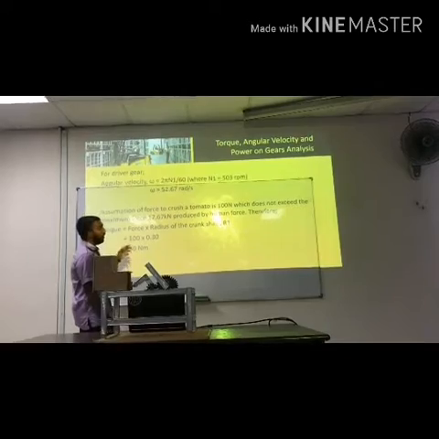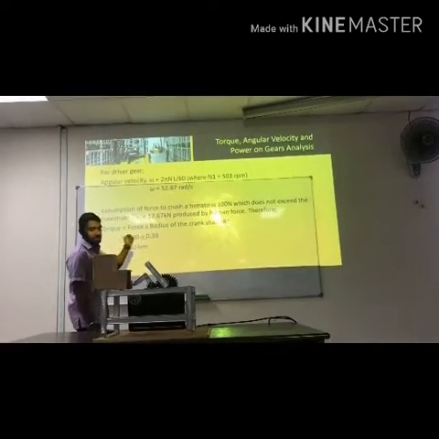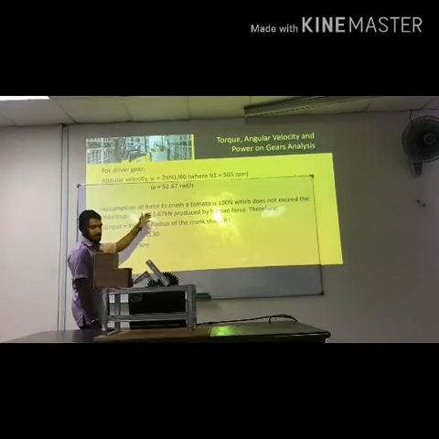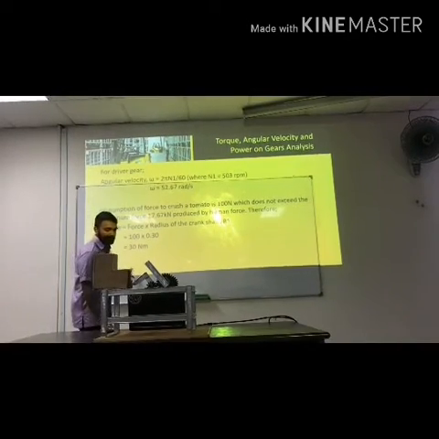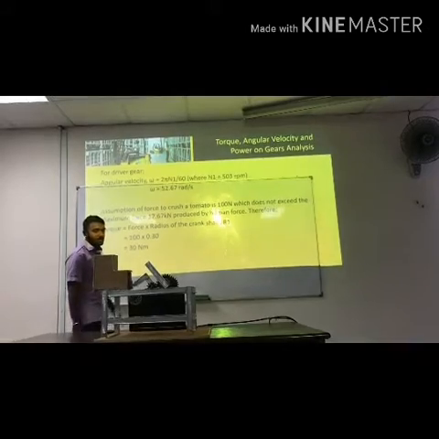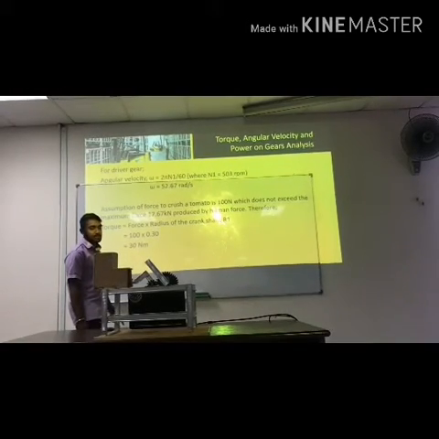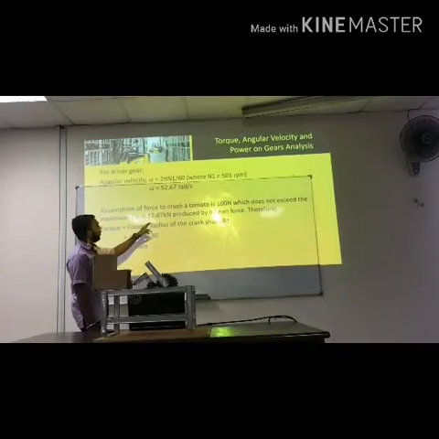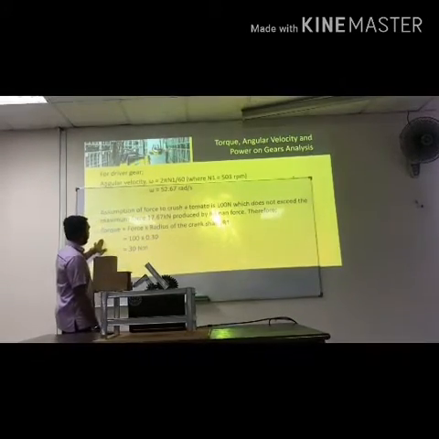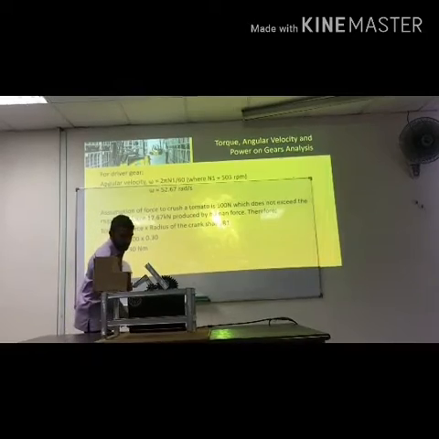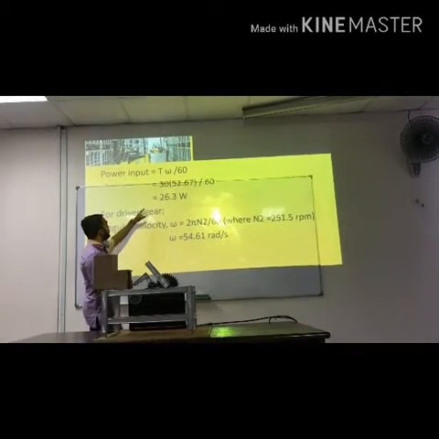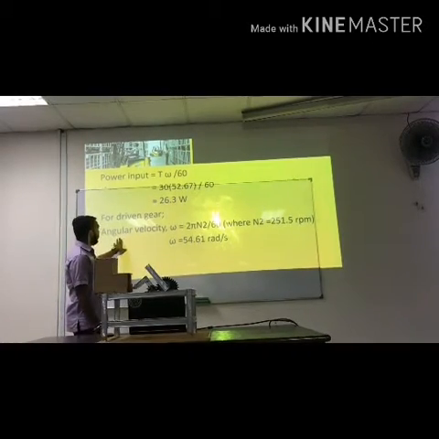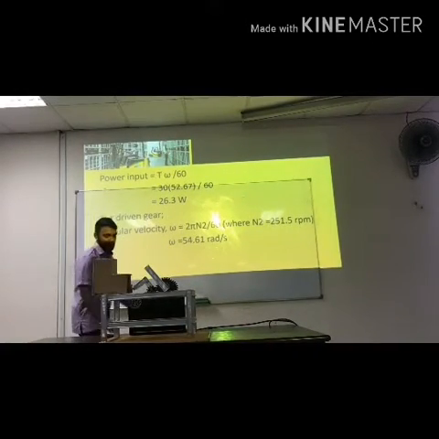And torque, angular velocity and power on gear analysis. The angular velocity, you can see, is 52.67. So we assume the force to crush a tomato is 100 Newton, which does not exceed the maximum force of 17.67 produced by human force. Therefore, the torque is 30. So the power input is 26.3 volt. For the driven gear, the angular velocity is 54.61 meters per second.